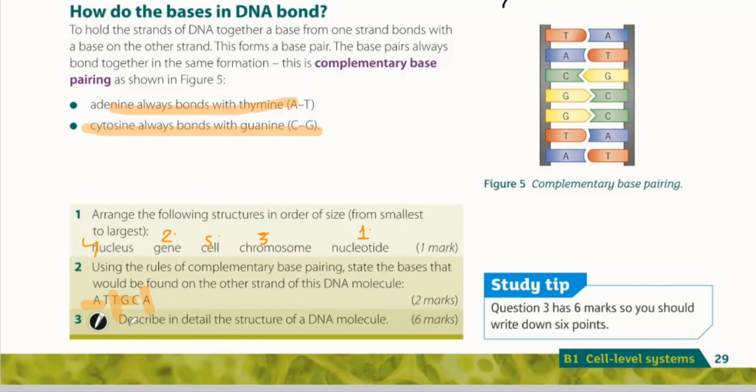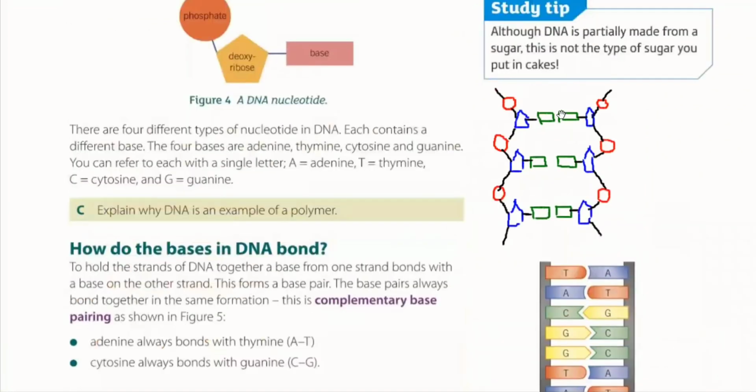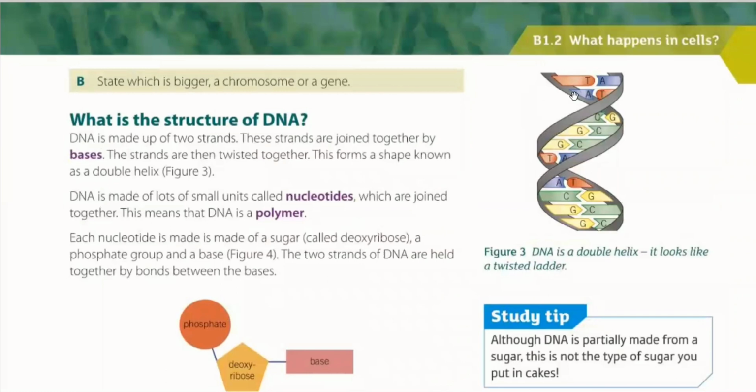Then they are asking you to describe in detail the structure of a DNA molecule. Basically, you have to make a picture like the one I have made, where you show this particular thing as a nucleotide and this particular thing as a strand, and you show that your DNA is a double helix structure like this. These are all your answers: DNA is made up of two strands, and these two strands are joined together by bases.